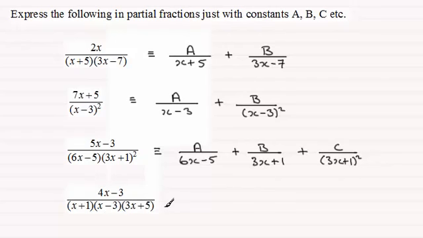And in this last one here, what I've got is three linear factors. In the previous video I only showed you ones like this which had two linear factors, but what happens is that we just extend this. We put a constant over each one of the linear factors. So for this example it's going to be a over x plus 1, and then plus another constant b over the next linear factor, which will be x minus 3, and then finally another constant c over the last linear factor, 3x plus 5.